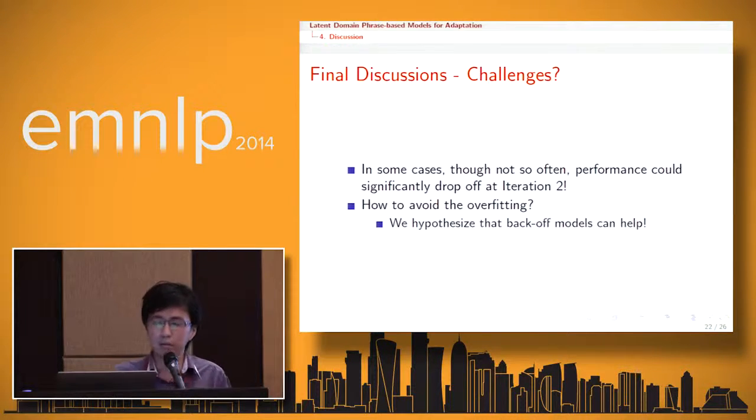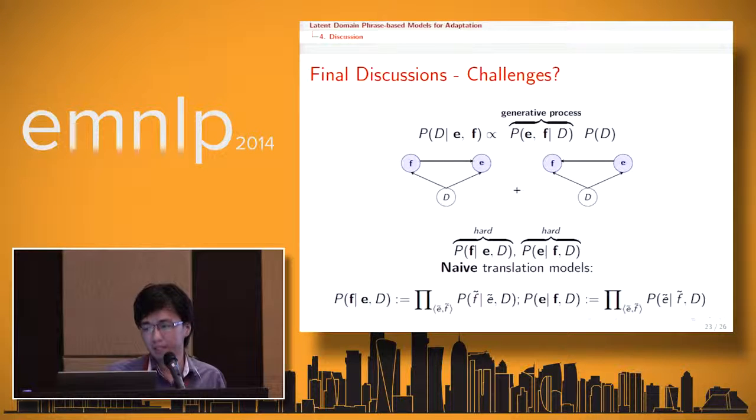And in some cases, not so often, we found that performance can significantly drop at iteration 2, and how we can avoid this. So we hypothesize that backup models can help. And also a challenge is how we can define a generative process.